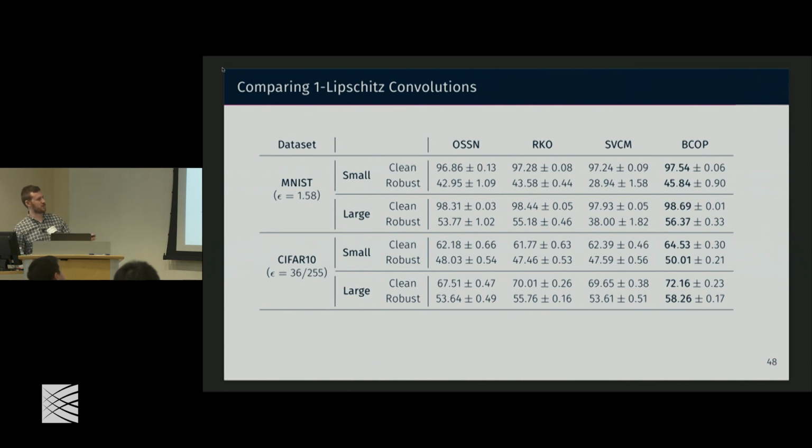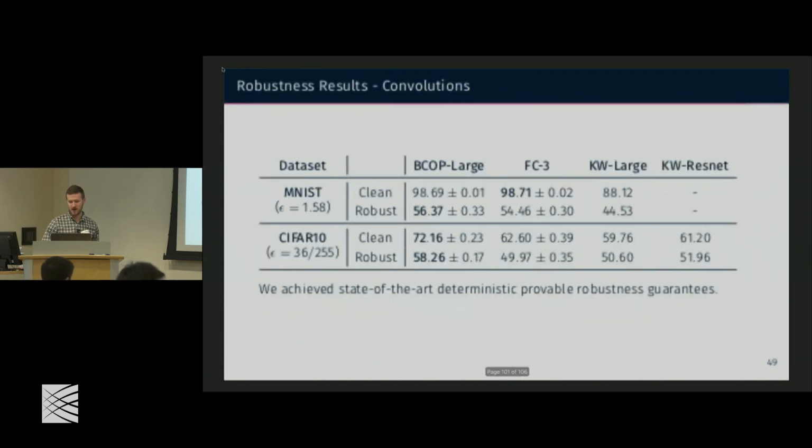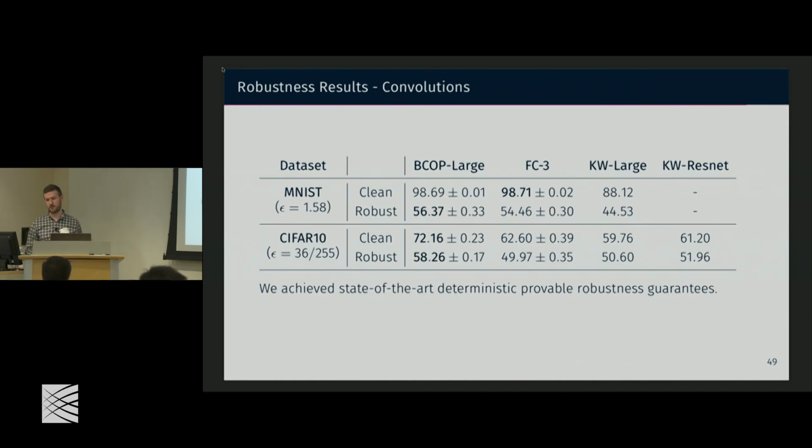The short is BCOP dominates all other approaches we've seen so far, and actually also beats the state of the art for provable adversarial robustness on MNIST and CIFAR, which, while simple data sets, are still very challenging for this problem.